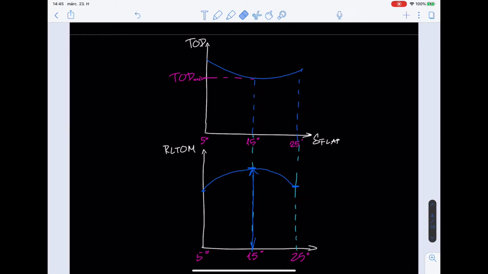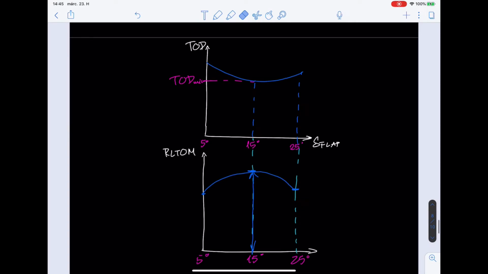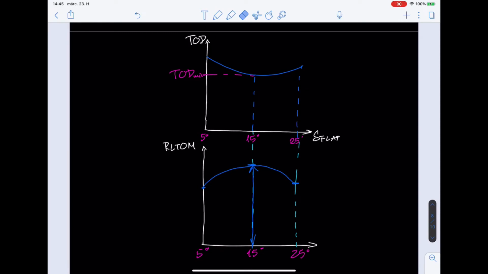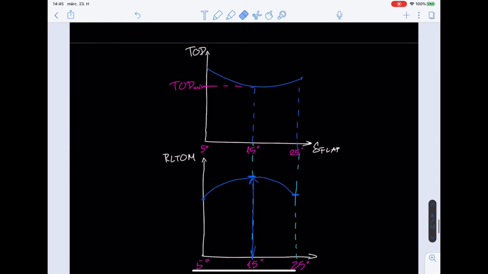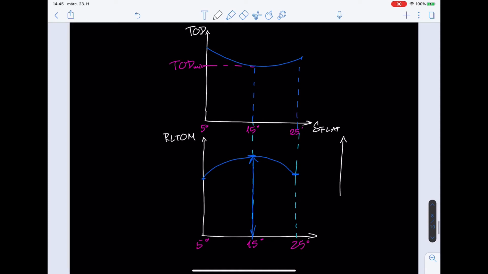But we don't only have the runway limited takeoff mass, we also have the climb limited takeoff mass as well. And so the climb limited takeoff mass is going to be, let's just draw it right next to it. This one is going to be a smaller one. So the climb limited takeoff mass.